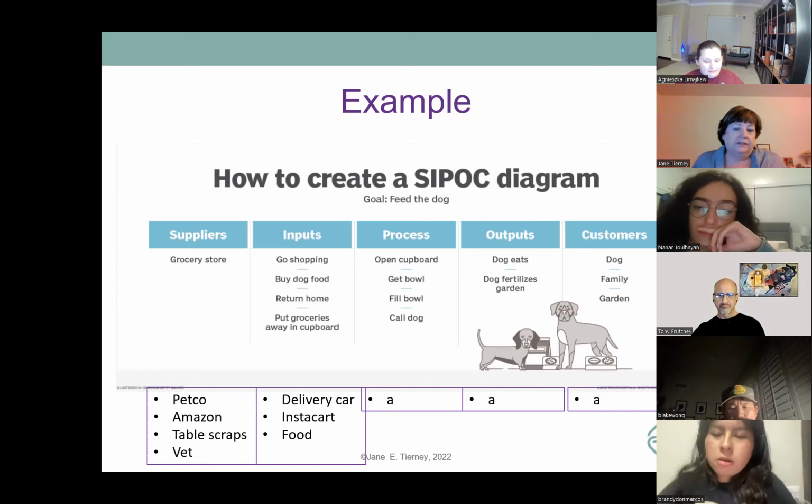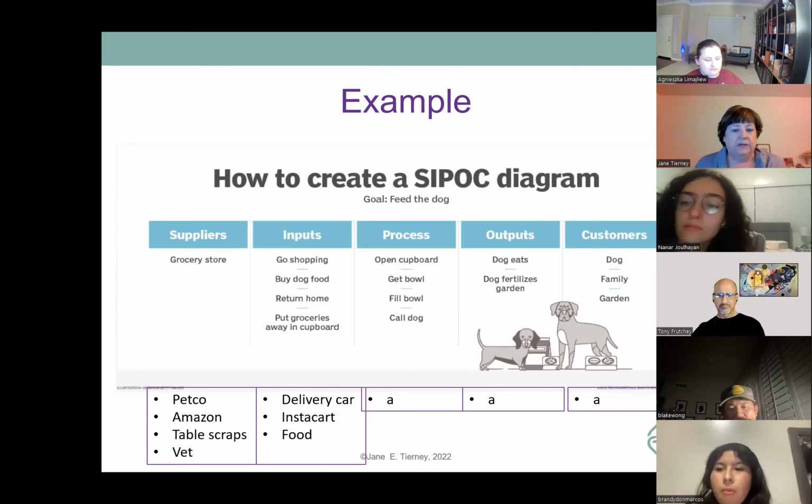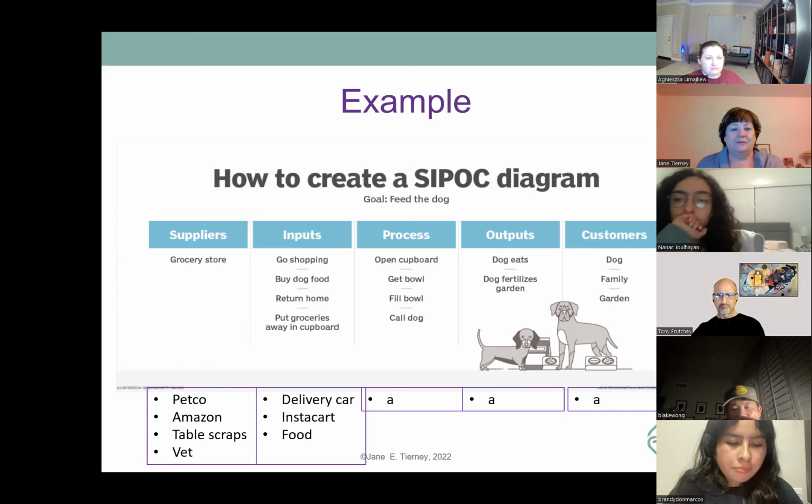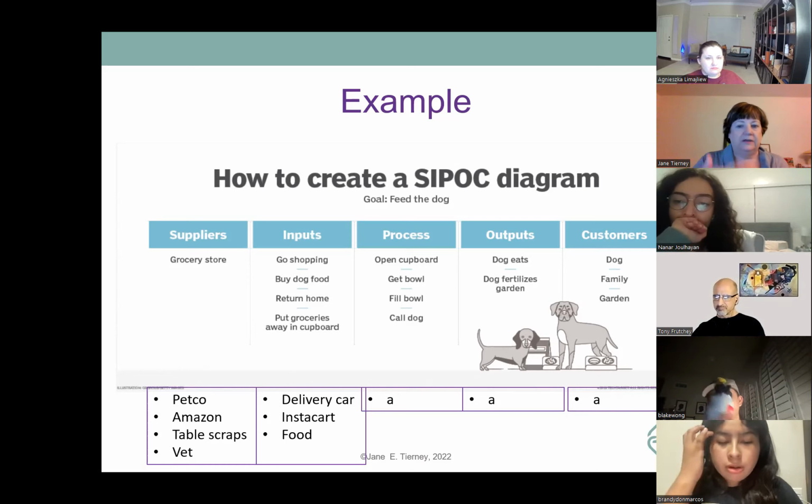And then who are the customers? In this case, the dog, the family, the garden, the sidewalk, or whatever else we're looking at. So you just look at this, and it's good to do this more than once. You don't just look at this once and say, okay.